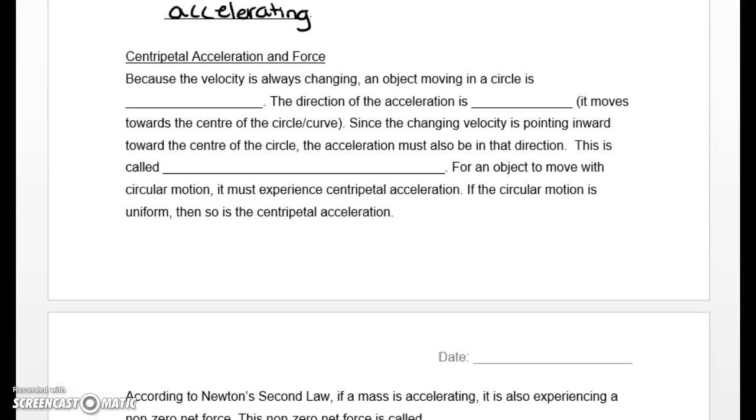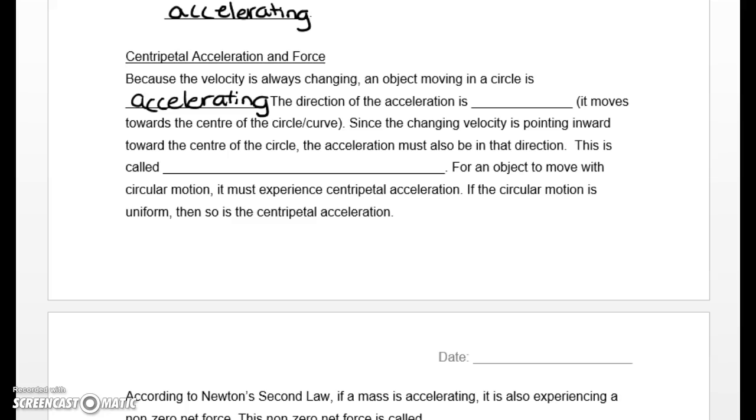Alright, so now we're going to talk about centripetal acceleration and force. Because the velocity is always changing, an object moving in a circle is accelerating. So we just talked about that one, just drilling that into your brains there. The velocity is constantly changing, meaning that we have some form of acceleration.